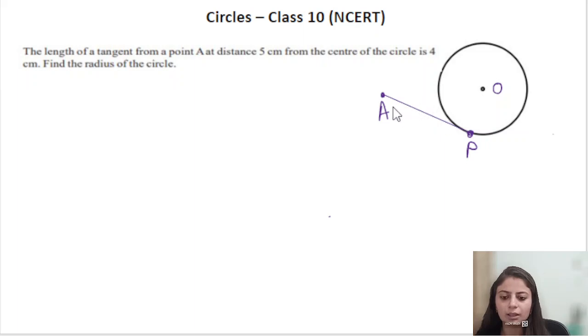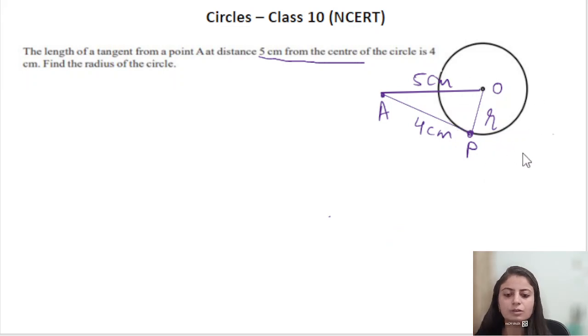Now, it's given that the length of the tangent from point A at a distance of 5 centimeter from the center. So, the distance from A to this center is 5 centimeter. So, this is 5 centimeter, and this length is 4 centimeter. Now we are supposed to find the radius of this circle. Now OP is the radius. I'll label this as R.